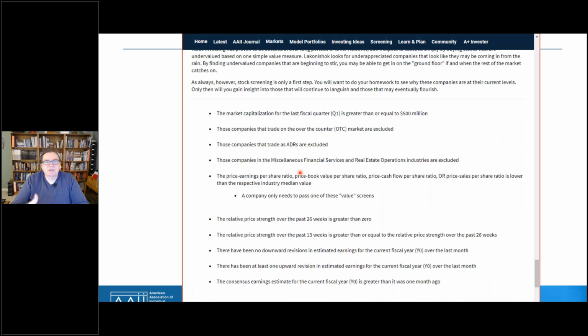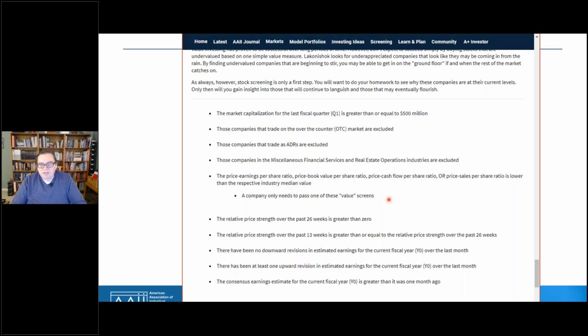So beyond telling you how we develop the criteria, what are the criteria? In this case, the Lakonishek approach, you're going to look for companies that are at least $50 million in market cap size. We're going to avoid OTC stocks. We're going to avoid foreign stocks traded in the US as ADRs. We're also going to ignore real estate companies and certain banks.